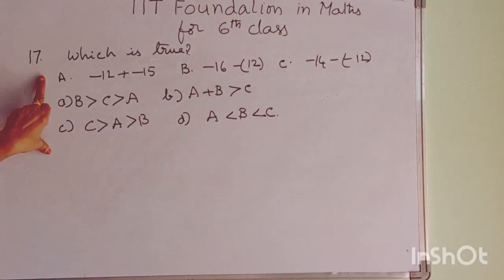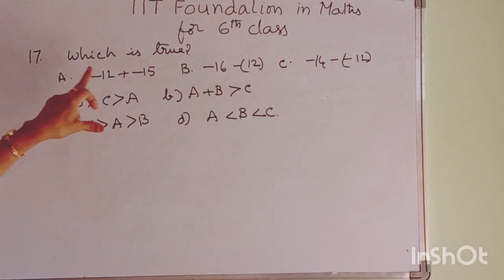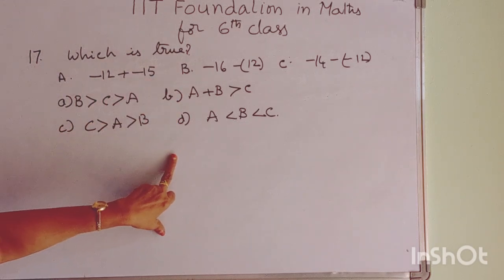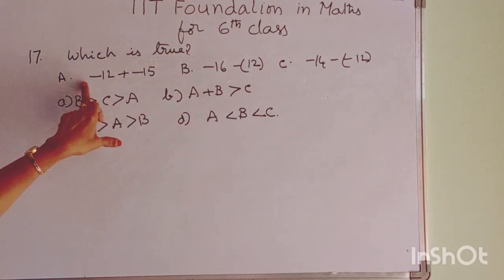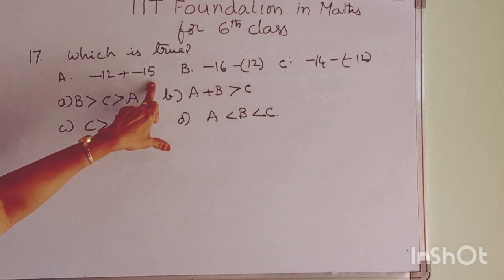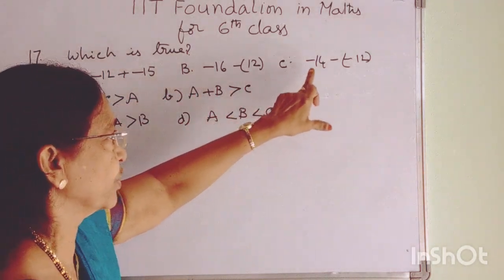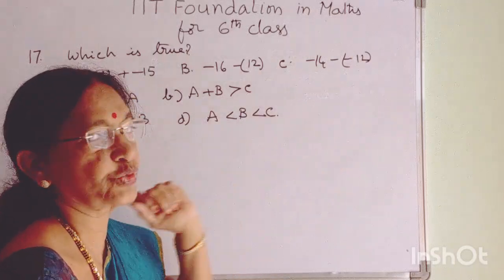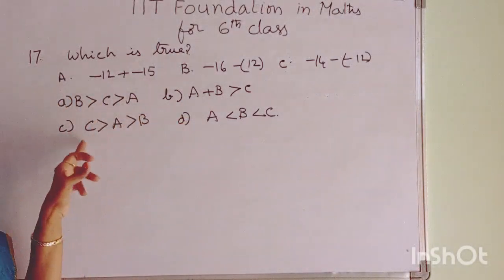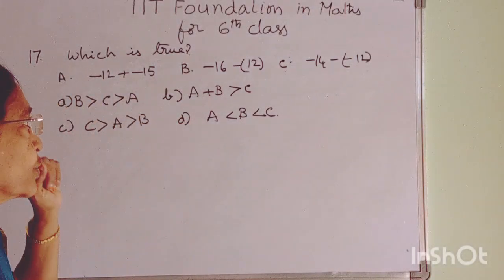So, in the next problem, which of the following statements is correct? Here, capital A is equal to minus 12 plus minus 15. B is equal to minus 16 minus 12. C is equal to minus 14 minus of minus 12. Then there are four statements, of which one is true.